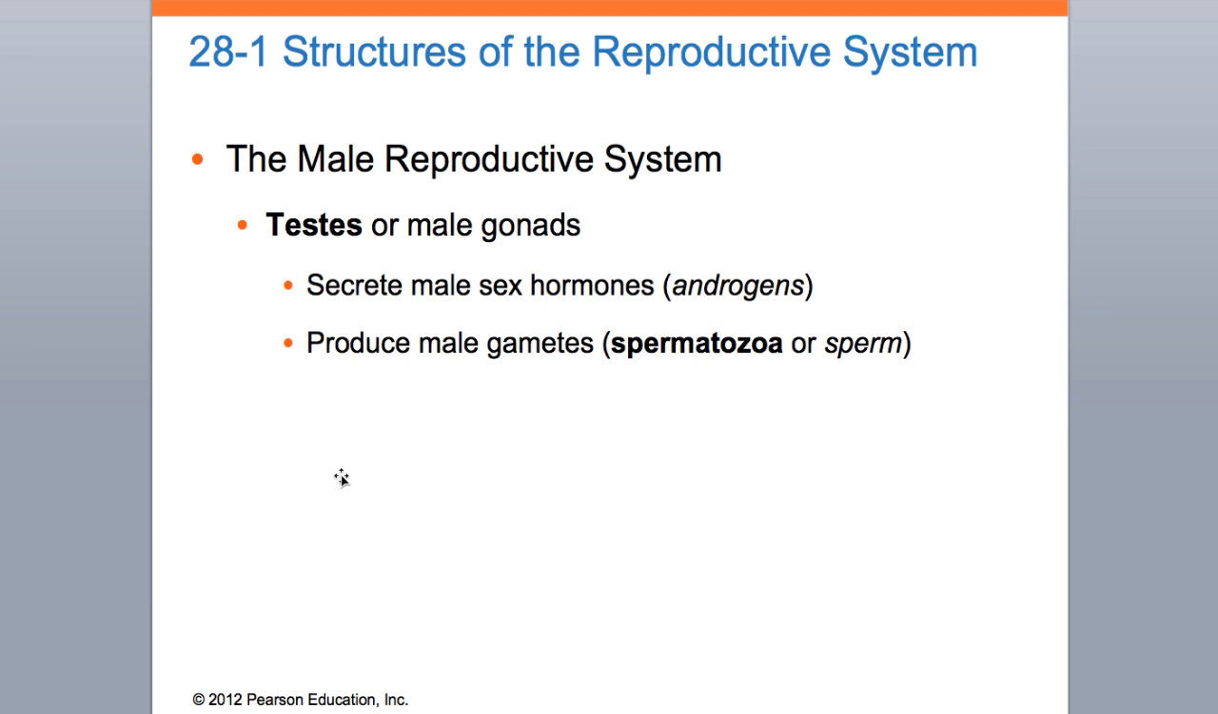Again, there we see our male reproductive now, the testes or the male gonads. The testes deal with the male sex hormones, the androgens like testosterone. And of course they produce male gametes, which we now call sperm. Next slide.